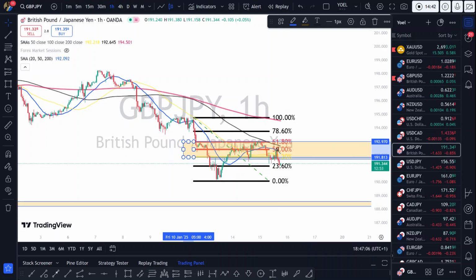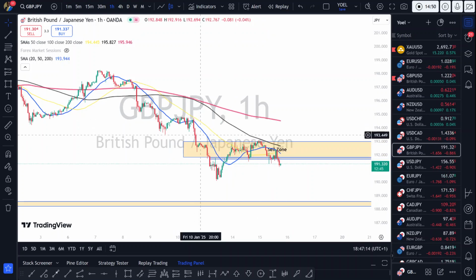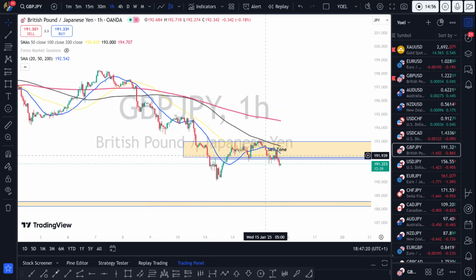Sell zone. I'm already used to it, so I write it out. Can you see sell zone? And the price got there, it did a little bit of consolidation around that area, and now it's going down. So look at the moving average as resistance.